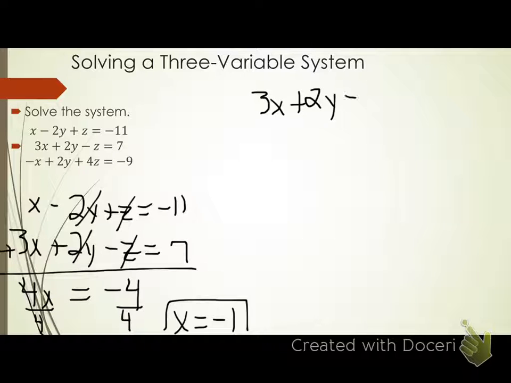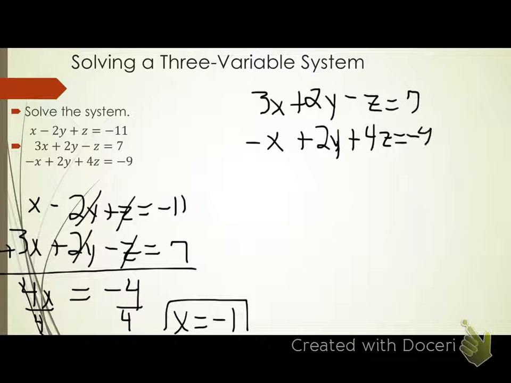3x plus 2y minus z equals 7. Negative x plus 2y plus 4z equals negative 9. I've already got the same number in front of y's again, don't I? Do they have same or opposite signs? Same. So am I adding or subtracting? Subtracting my 2 equations. Very good.